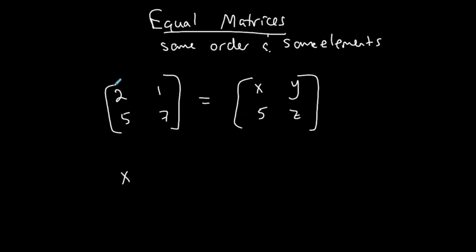So if 2 is A11, the element in row 1, column 1, X should be the same as that, so X has to be 2. If 1 is the element in this matrix in row 1, column 2, Y is in that same location here. If these two are the same, then Y must be equal to 1, right? Obviously, 5 is here and 5 is here in row 2, column 1. 7 is row 2, column 2. In the place of Z here, if these two matrices are equal, then those have to be equivalent as well.